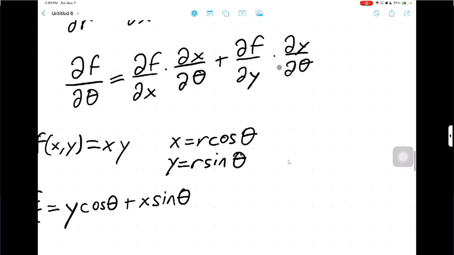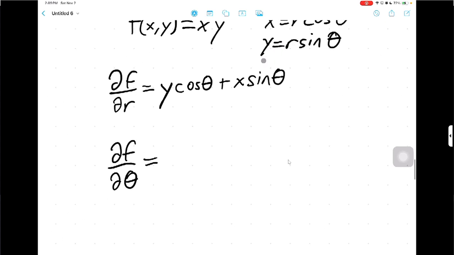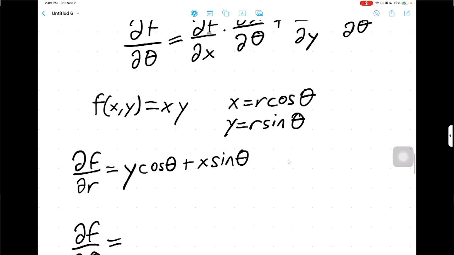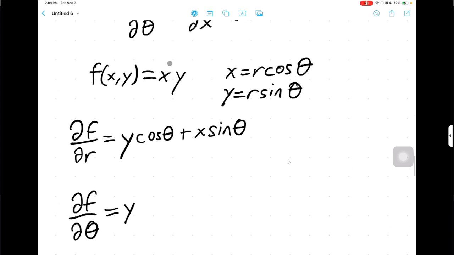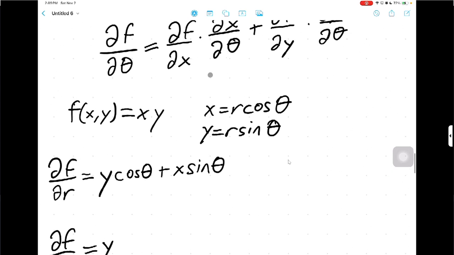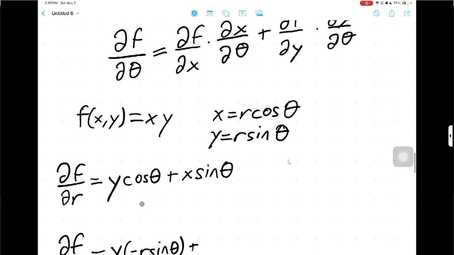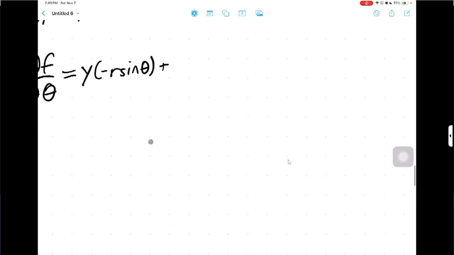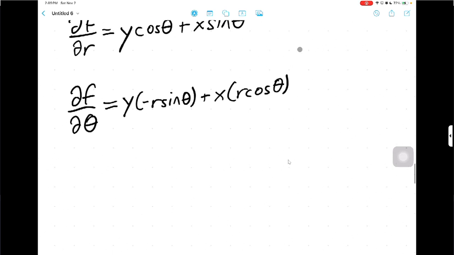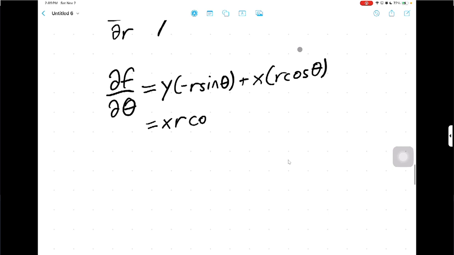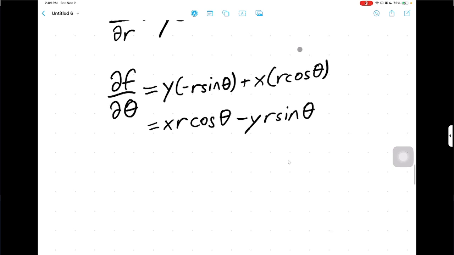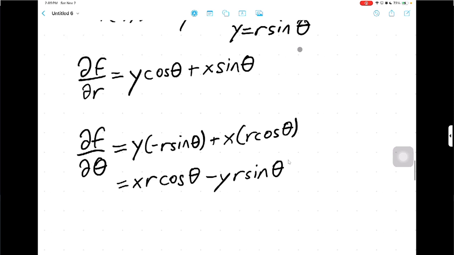And then we can just do a similar thing for theta. Again, here's a formula. So first partial f with respect to x, that's just going to be y. And then here we have partial of x with respect to theta, which is going to be the negative r sine theta from earlier. And then we're going to have x for the partial of f with respect to y, and then r cosine theta, which is the partial of y with respect to theta. Which you could just rearrange to just say r cosine theta minus y r sine theta, like so. And that's about it for this.